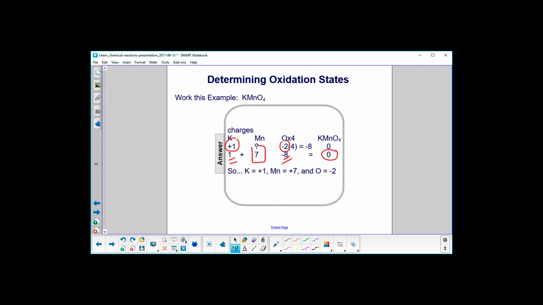We know the neutral compound is 0, so 1 minus 8 plus what gives us 0? Well, +7. And there's only 1 manganese, so potassium is +1 from the periodic table, manganese is +7 from our calculation, and -2 for oxygen from the periodic table.